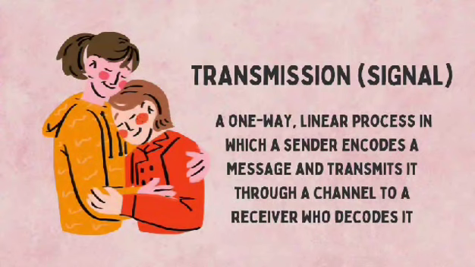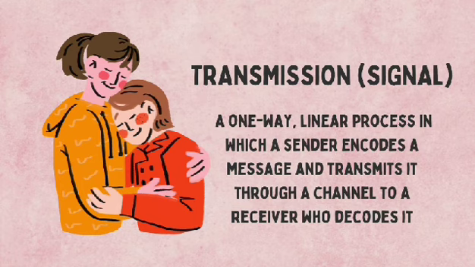Next is transmission. Transmission describes communication as a one-way, linear process in which a sender encodes a message and transmits it through a channel to a receiver who decodes it. This model focuses on the sender and message within a communication encounter. The transmission of the message may be disrupted by environmental or semantic noise.